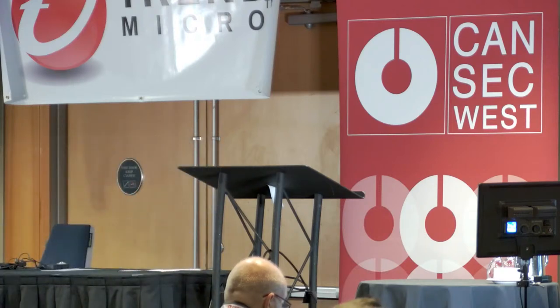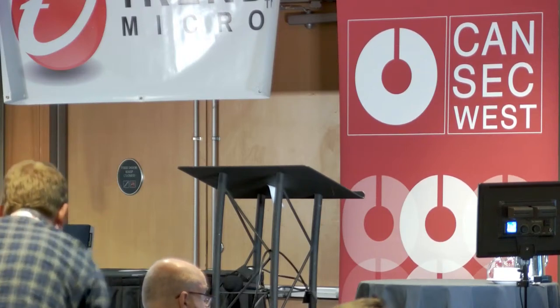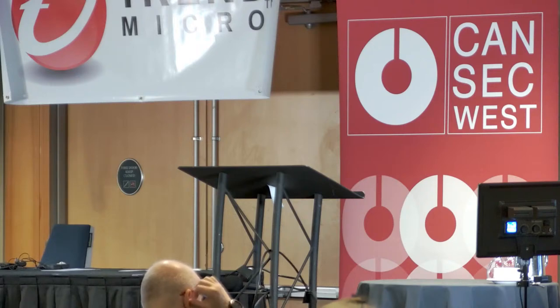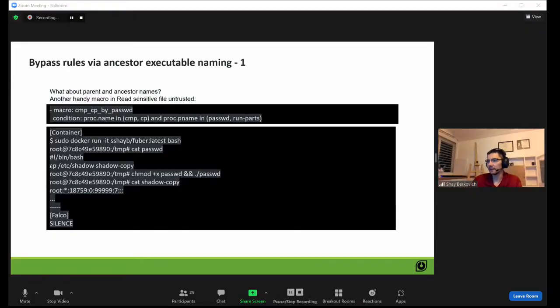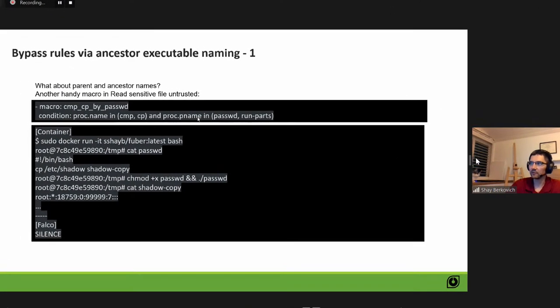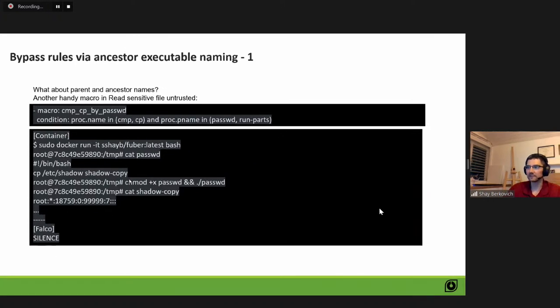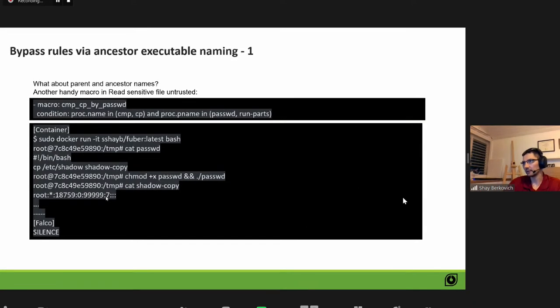What it means is that the rule is looking at the process whose name is cmp/cp, and the p name, the parent name, is one of those password parameters. So all we need to do is create a script named password. That's what I'm doing here. Cat password is a simple script, and the second line in the bash script is the actual copy of a sensitive file. But now, because the parent name will be called password, this condition will be fixed and they will both go silent. So it's that easy to use the p name in order for the rule to get accepted.